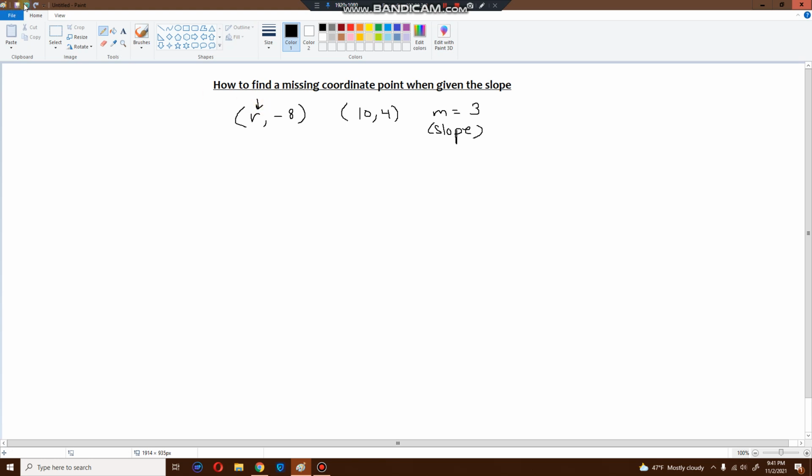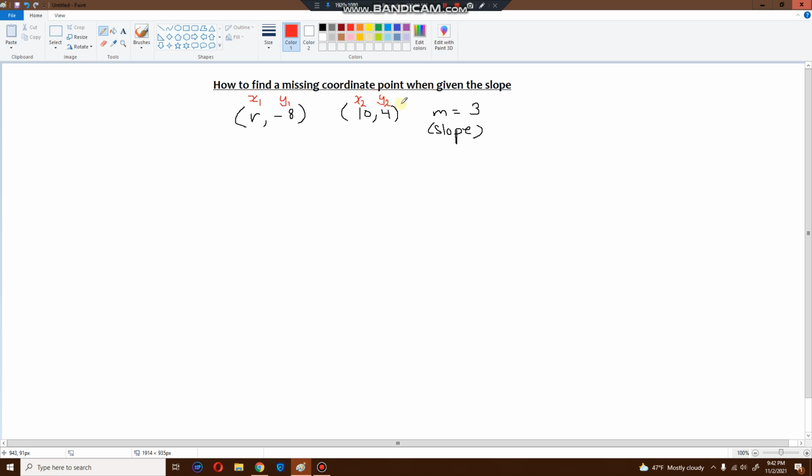And how do we do that? There's certain steps we're going to have to follow. So step number 1. First, we need to label the coordinate points. I'm going to start with this side. The r, I'm going to call it x1. The minus 8 will be y1. My 10 will be x2. And the 4 will be y2.